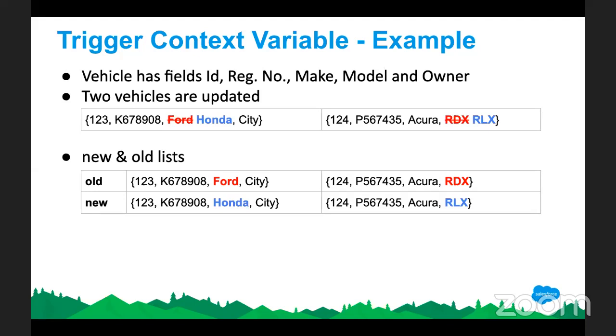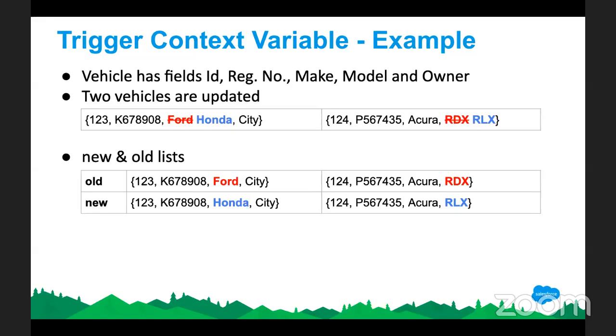I'm having a vehicle with ID 123, but it is not a Salesforce ID, sorry. For simplicity, I used 123 and 124. In reality, it will be a Salesforce ID. 123 with vehicle registration number as K6 blah blah blah. The make is Ford and the model is city. And another vehicle with make as Acura and model as RDX.